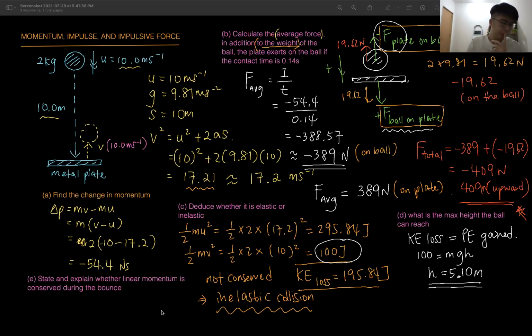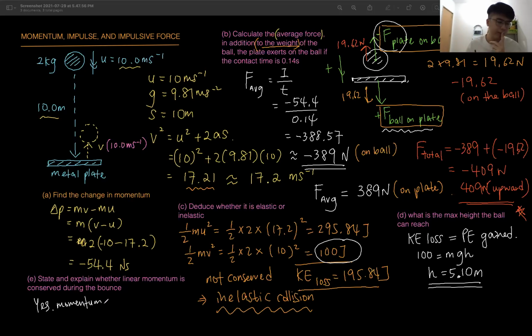So, yes, if there's no external force, momentum is always conserved. So yes. And then we talk about what? Momentum. What happened to the momentum if it's conserved? When the ball hits, it loses some momentum because you can see the final momentum is different, right? So it loses some momentum. So where is the momentum going?